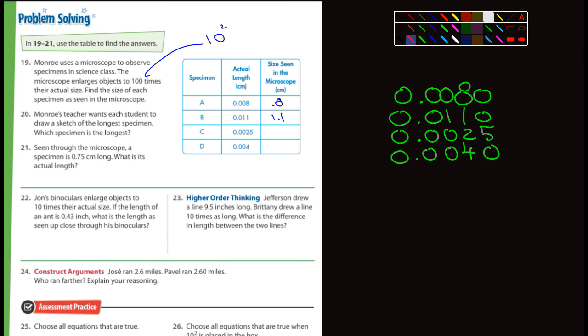Now let's just do a comparison. These are all the same, it doesn't matter. Those are all the same, it doesn't matter. Oh, which is the largest? Well, obviously that one, which is the second one, which is B. So which specimen is the longest? That's the question for number 20. And it looks like specimen B is the longest.